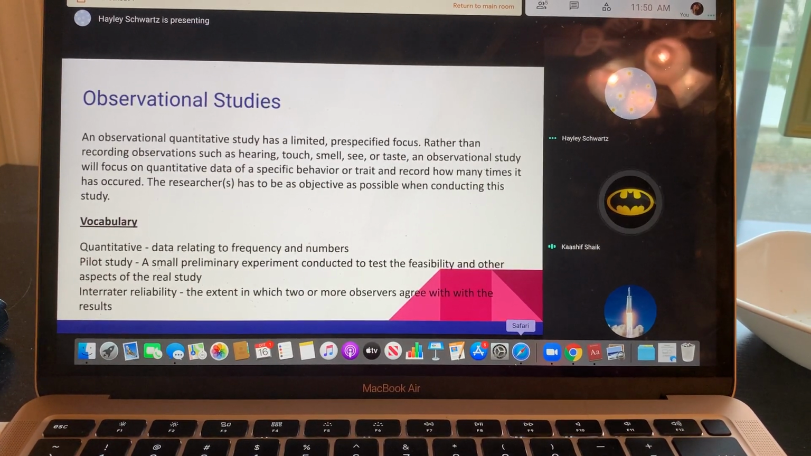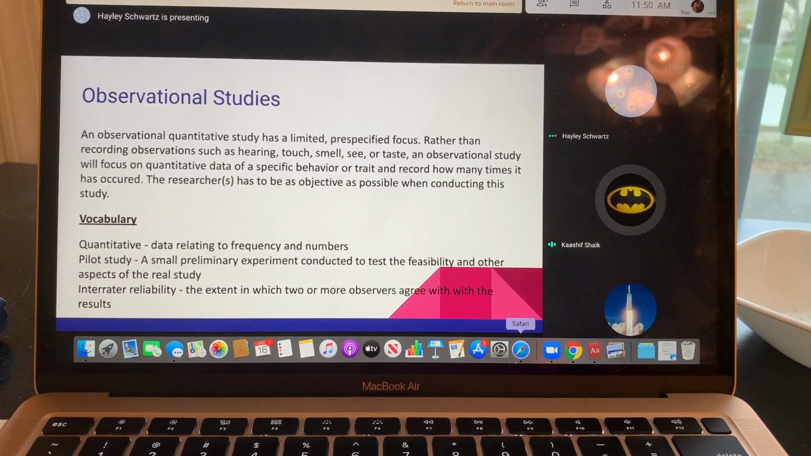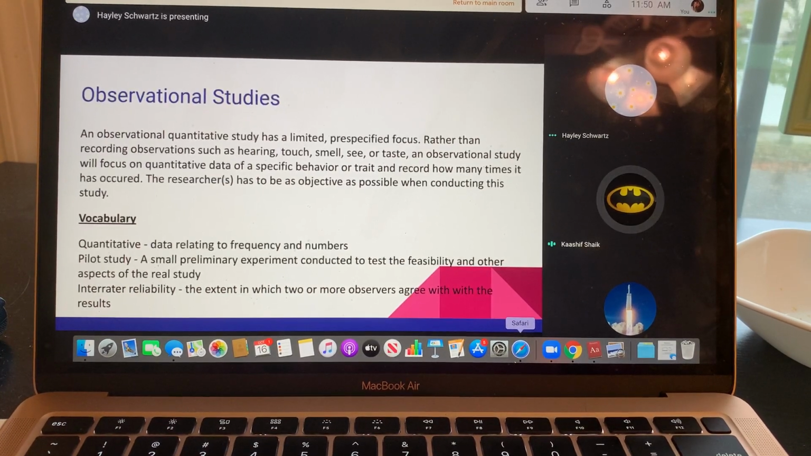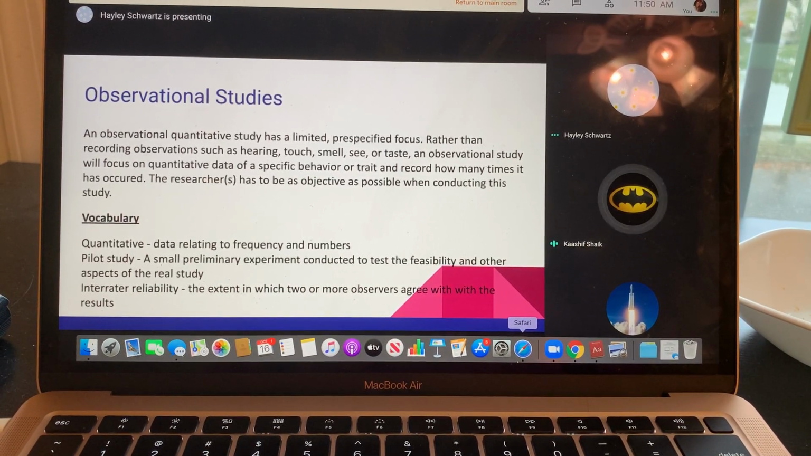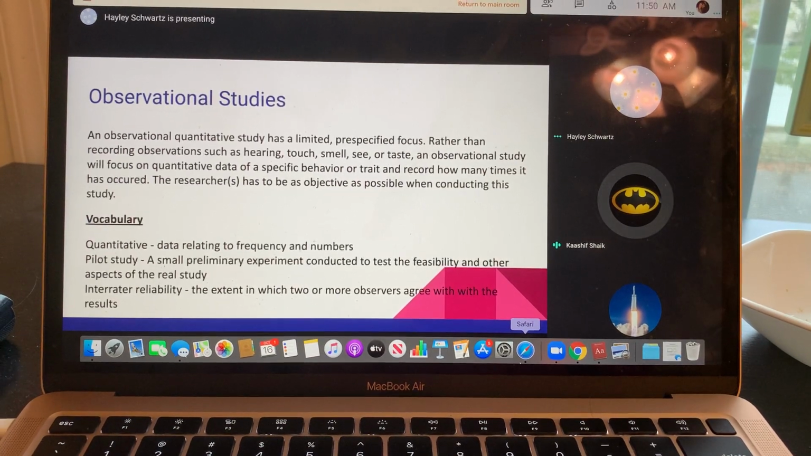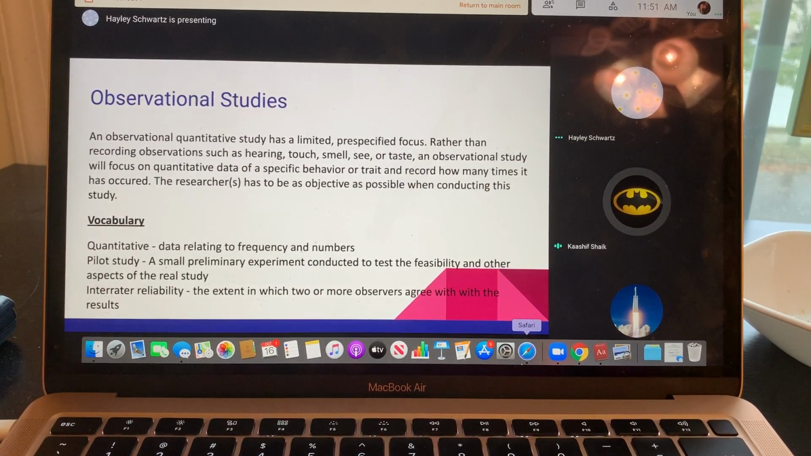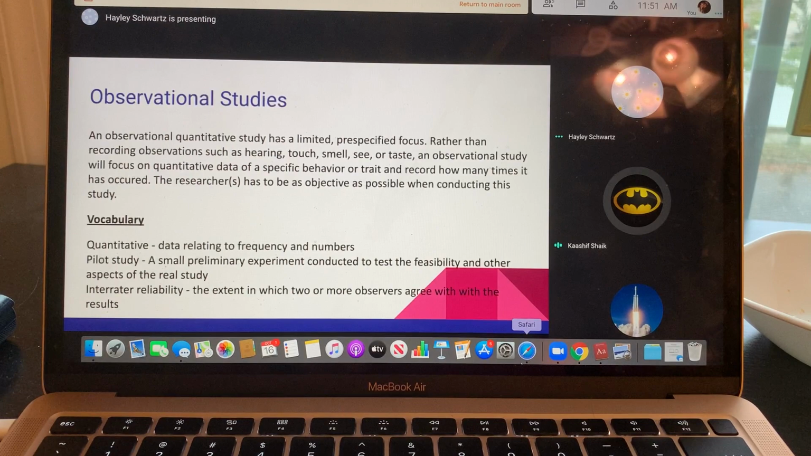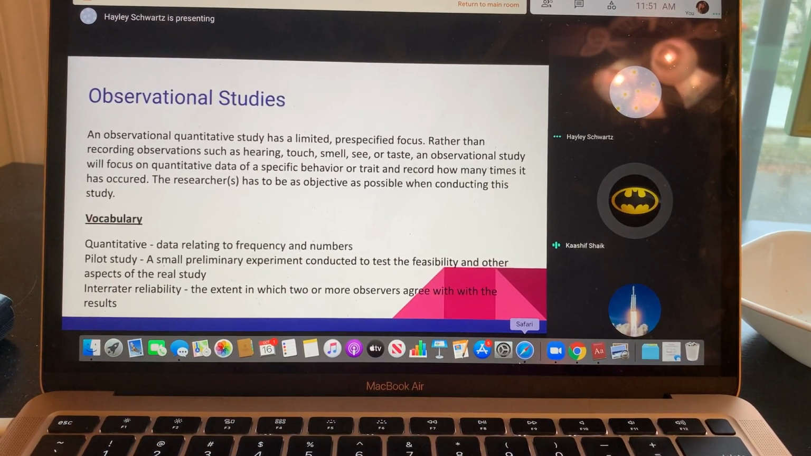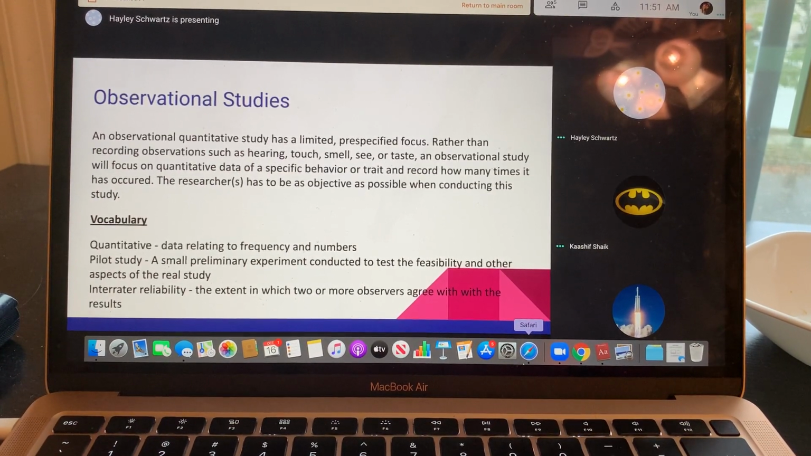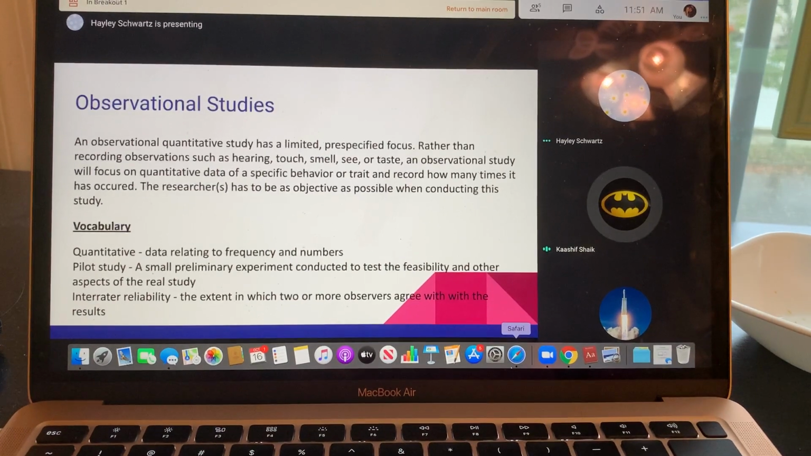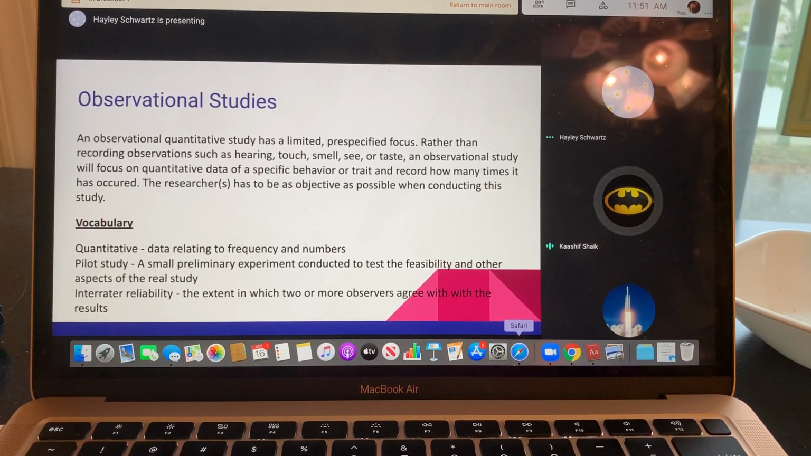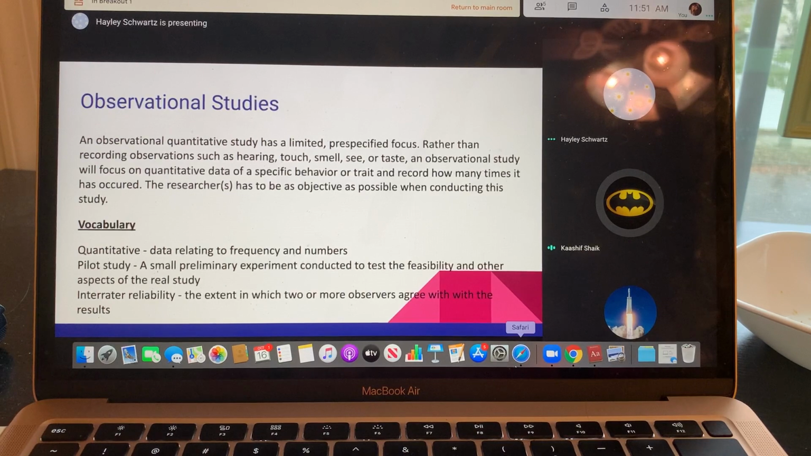Some vocab for learning about observational studies: quantitative, meaning data relating to frequency and numbers. Pilot study, which is a small preliminary experiment conducted to test the feasibility and other aspects of the real study. And inter-rater reliability, the extent to which two or more observers agree on what the results are.